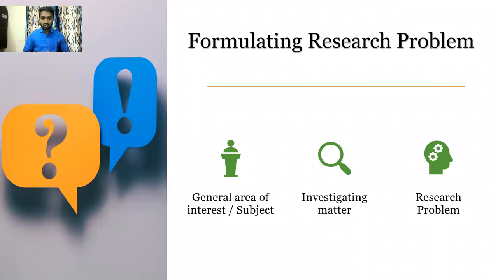First question: why is a research problem important? A research problem is important because you tell your target audience under what area of subject you are going to work, what matter you are going to investigate, and what problem you are going to find a solution for. You give a clear idea to your target audience or readers about what you are going to do with your research. So that's why formulating a research problem is important from a reader's point of view.